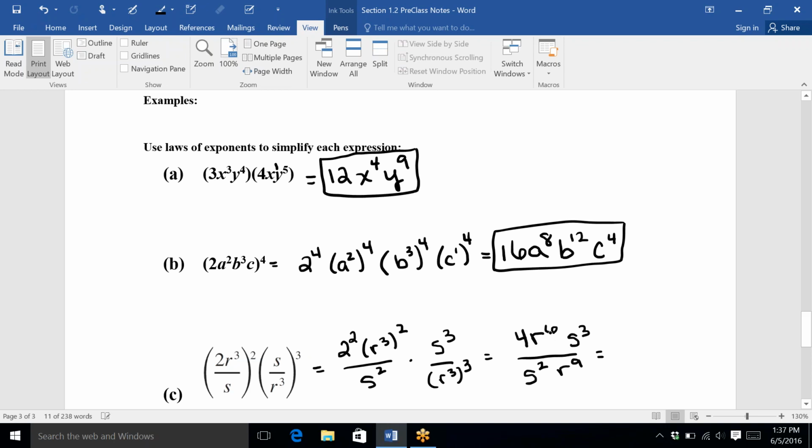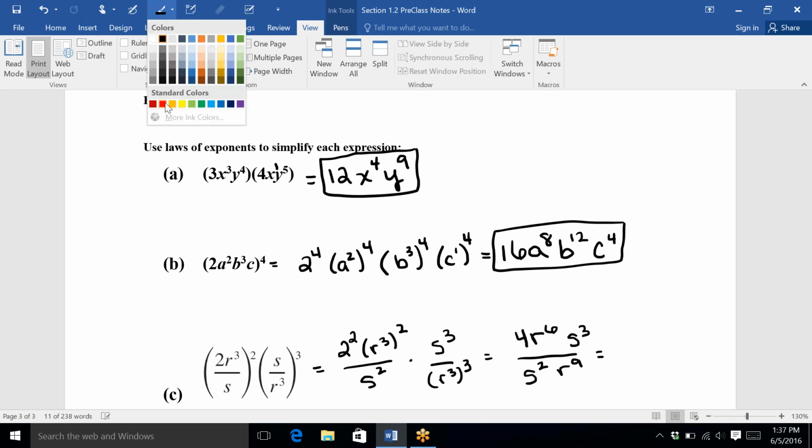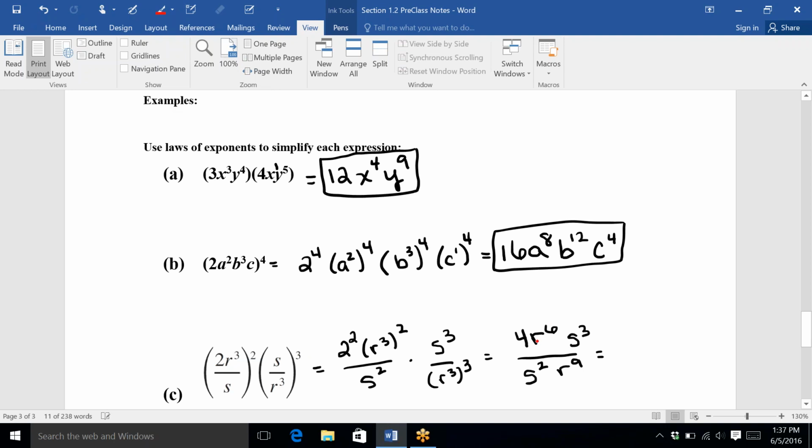Now we're not finished with this problem because since this is all multiplication, you can reduce your fraction down. So let's change the color here. These 6 can be reduced with 6 of those, so that would just leave me with 3 in the bottom. And these 2 can be reduced with 2 of these, which would leave me with 1 s in the top. So my final answer would be 4 s to the first over r to the third once we have put it in reduced format.